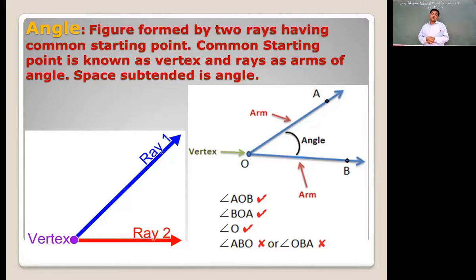Can we give the name of this angle as ABO? No. Keep in mind that the vertex will be at the center of the two different points which we take from arm 1 and arm 2. We also cannot show it as angle OAB.